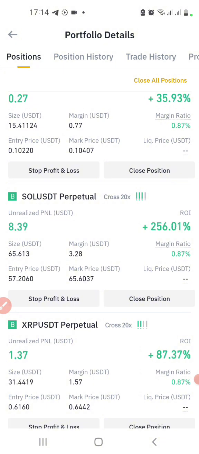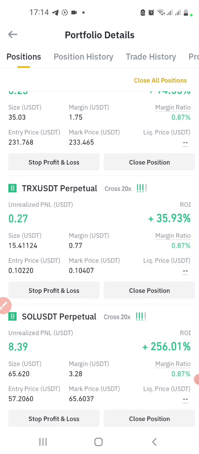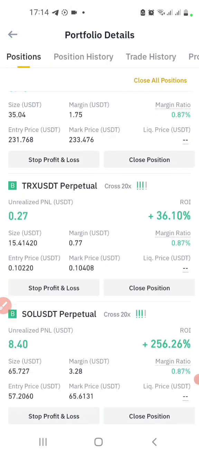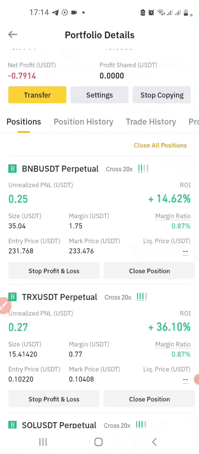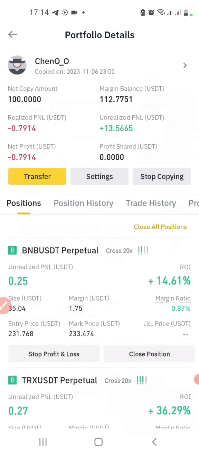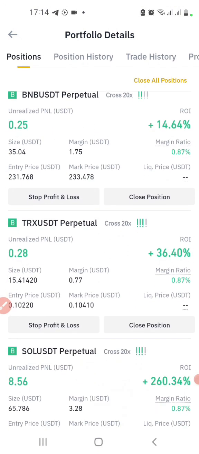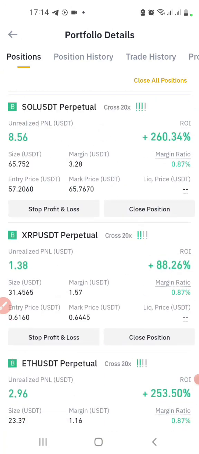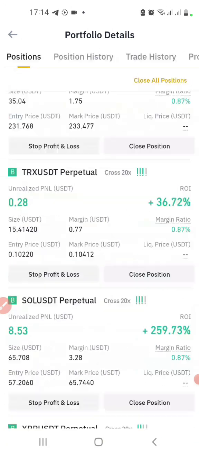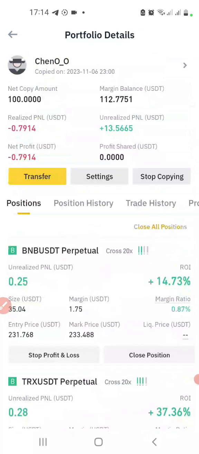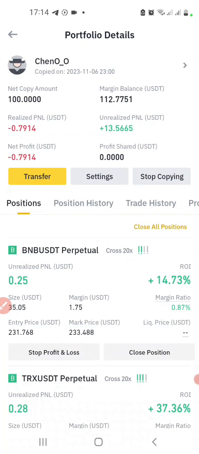So here we have $8 over the $100. Only $8 is working here, and it's giving me $13 as unrealized profit. As you can see, these are the trades. They are all performing well. And as the market is getting up with the bull run, things are warming up very well here. And this is the lead trader that I copied.